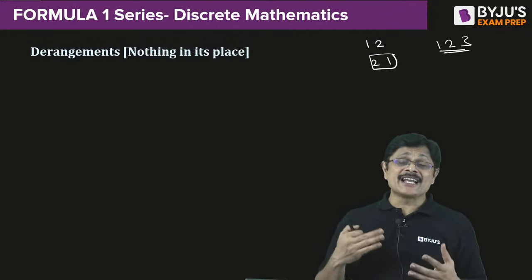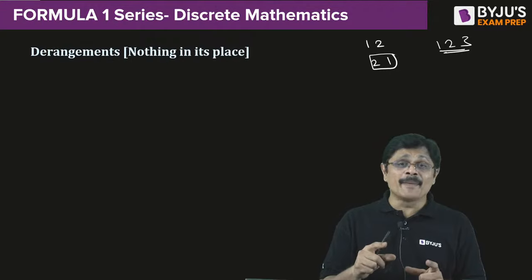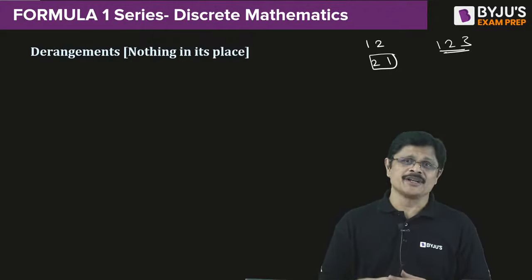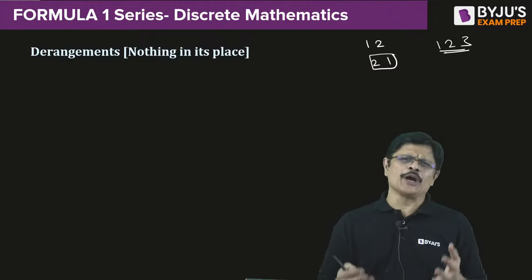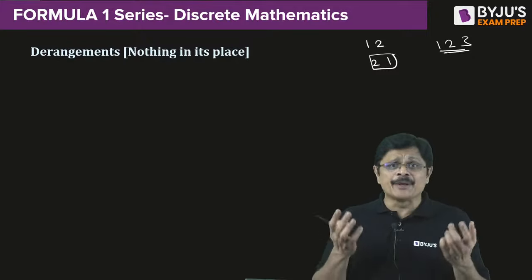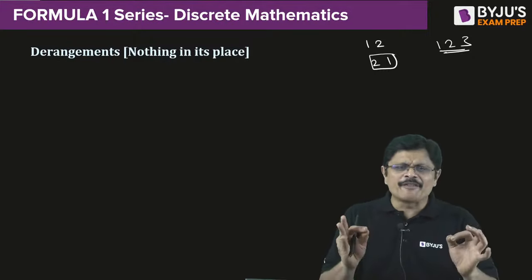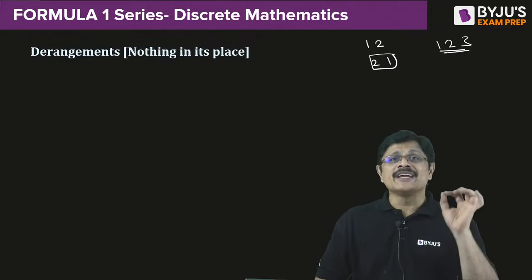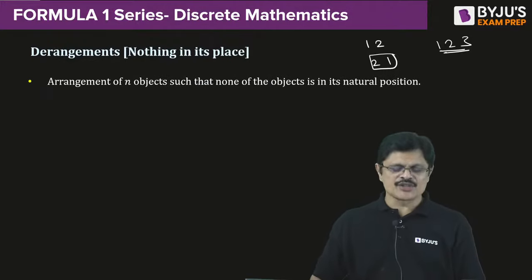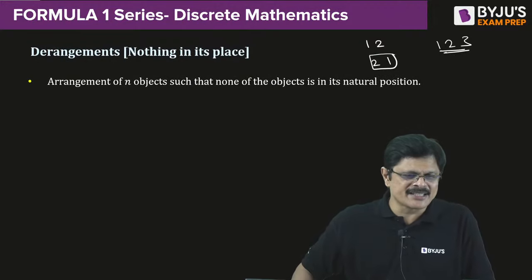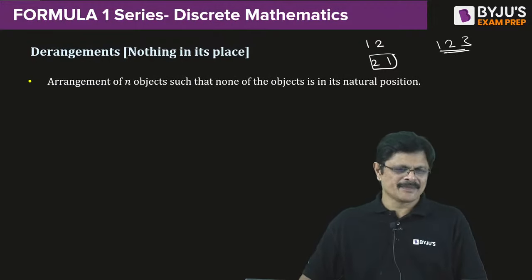So you need to arrange the numbers in such a way that no number occupies its natural position. Of course, it's not necessarily numbers, sir. You have objects, you may be having people. You are arranging objects in such a way that none of those objects occupies its natural position, which is what is called a derangement, my dear friends.